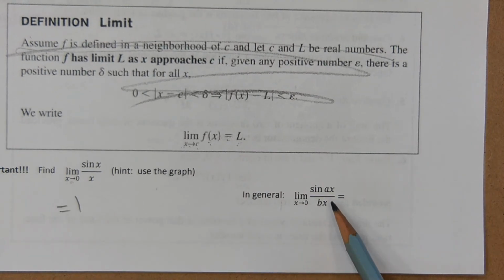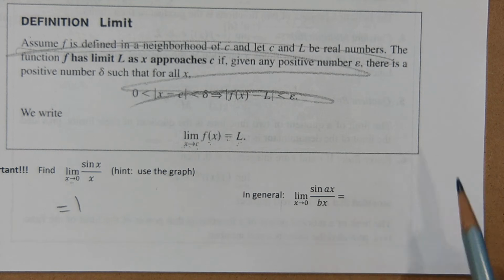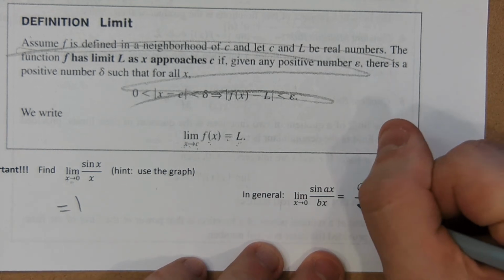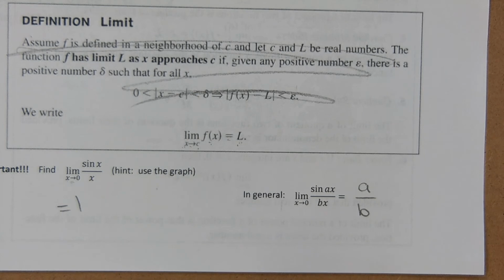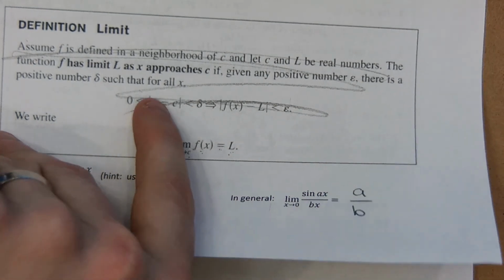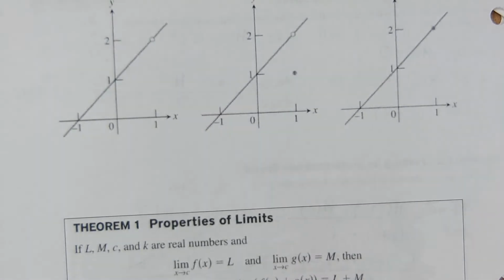In general, the limit as x approaches 0 of sine of ax over bx is just going to be equal to a over b. That's just a fact that I need you to memorize right now. Cool beans? Cool beans. Okay, flip them over. I think I hit the mic with the papers, sorry.